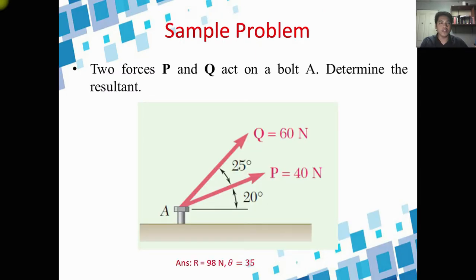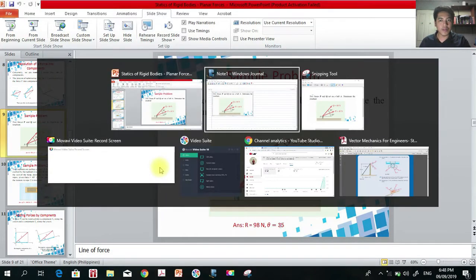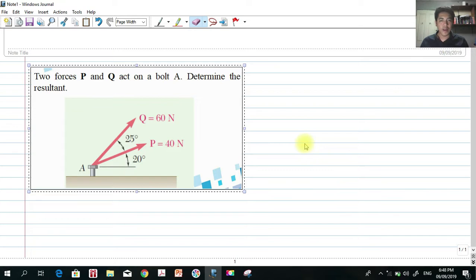Let's try to solve some problems. Two forces P and Q act on a bolt A. Determine the resultant. We have two forces P and Q, P with 40 newtons and Q with 60 newtons, acting on bolt A. This is the bolt, the point or particle upon which the forces are being acted.